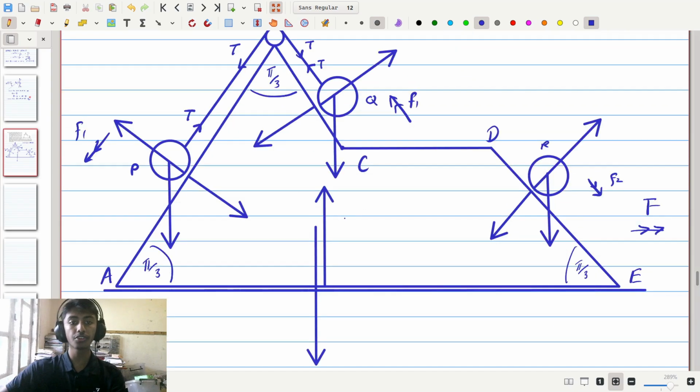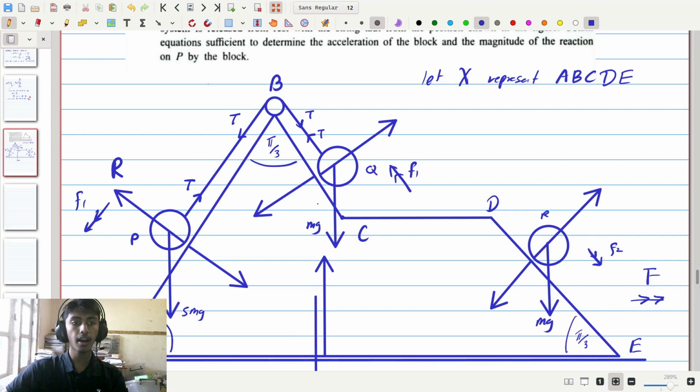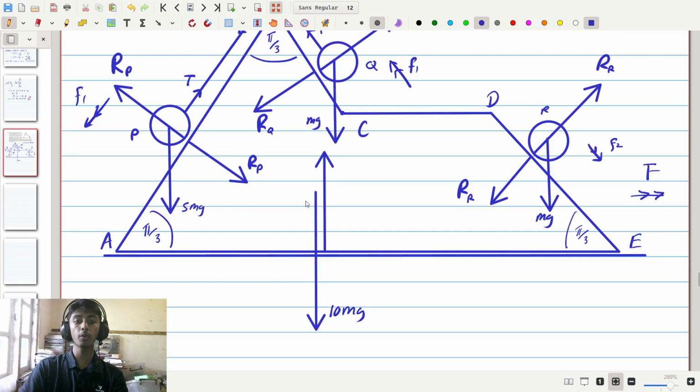Now as for the rest of the forces, the downward gravitational force here is 10 mg. Here, since particle P has mass 5m, it's going to be 5 mg. Here, Q has mass m, so it's going to be just mg. Here is going to be again mg. And then as for the normal reactions, we'll call this one capital R sub P. We'll call this one capital R sub P. We'll call this one capital R sub Q since it's on Q. This is also capital R sub Q, but in this direction. This is going to be capital R sub capital R. This is going to be capital R sub capital R. And this normal reaction here we'll call S or something.